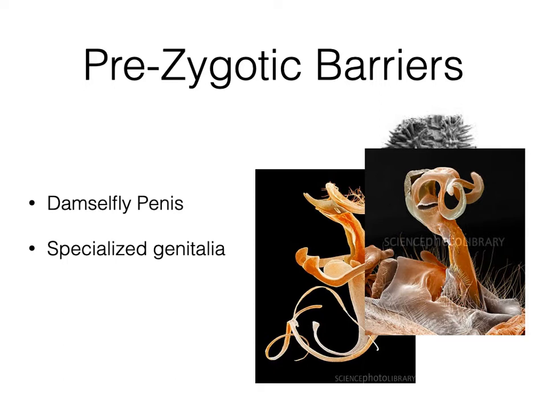So even if the damselfly male in this top photo were going to try to mate with a damselfly female that was compatible with the second photo, they would not be able to successfully mate because the key does not fit the lock. Okay, so that's one example of a prezygotic barrier, specialized genitalia.